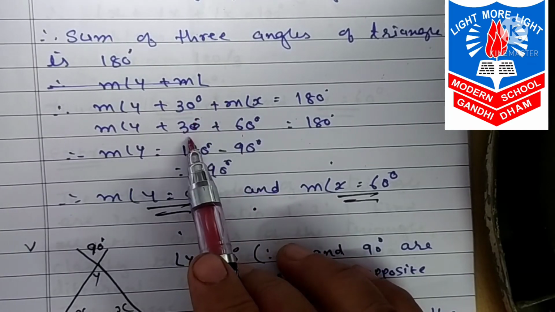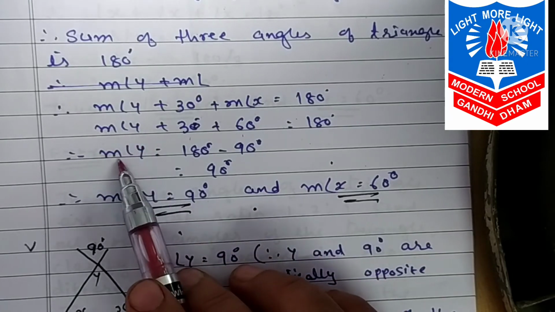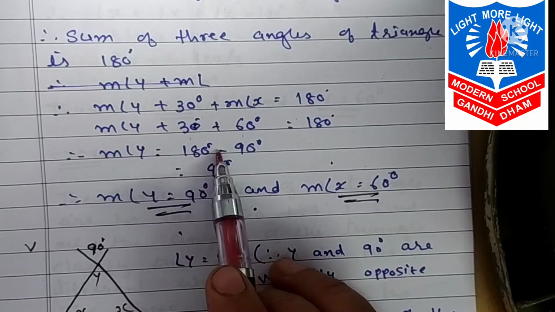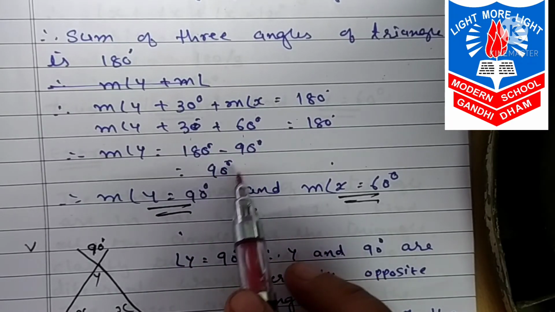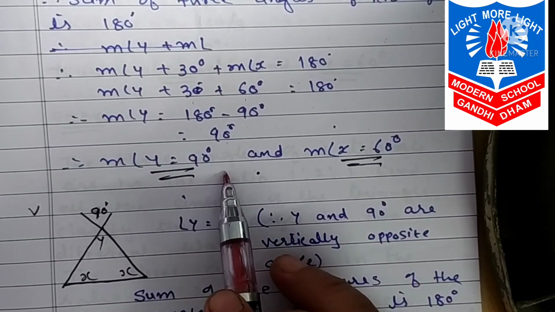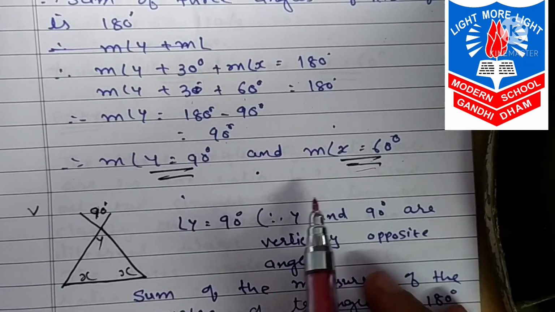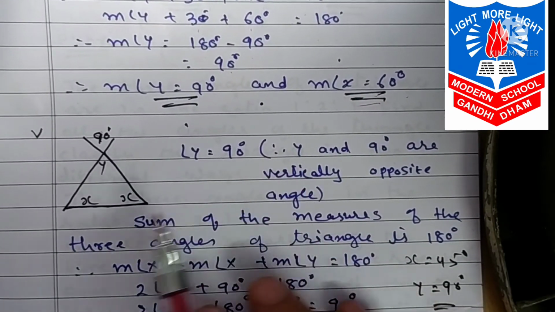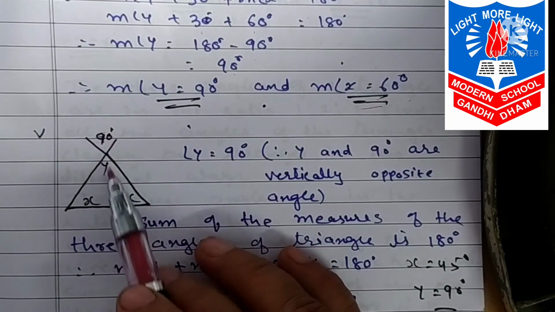And 30 is already given in the figure, and measure angle y. So measure angle y is equal to 180 minus (30 plus 60), which is 90. So 180 minus 90 is equal to 90. Therefore measure angle y is equal to 90 and measure angle x is equal to 60 degrees. That is our answer.